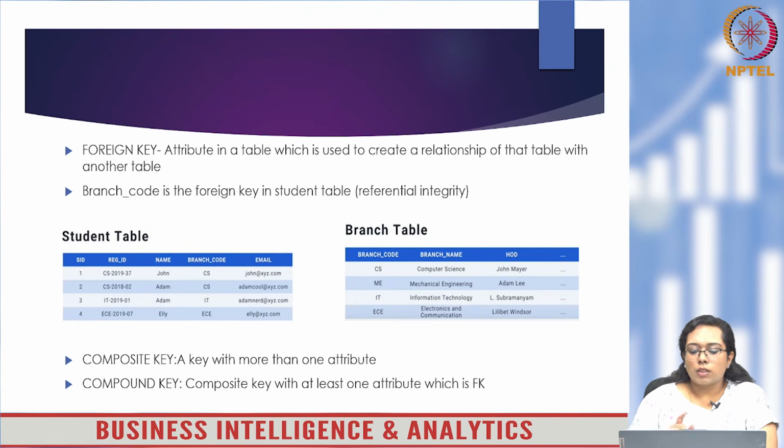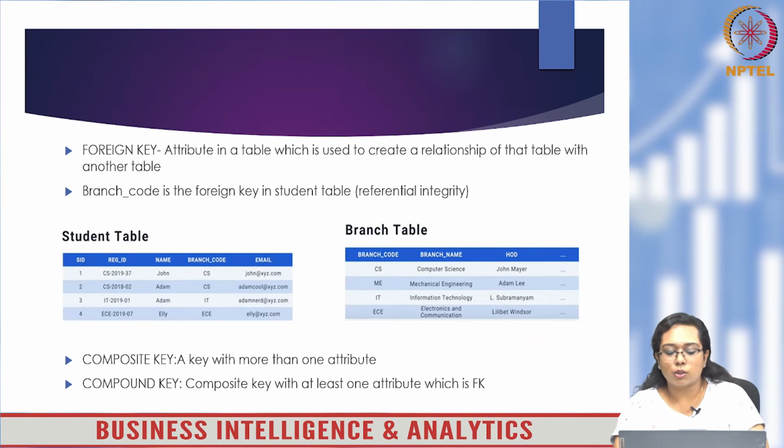So branch code, which is the primary key in the branch table, is also present in the student table. So we will call that branch code in the student table the foreign key. The branch code in the branch table, where it is the primary key, is referenced in another table. So that will become a foreign key in the student table.